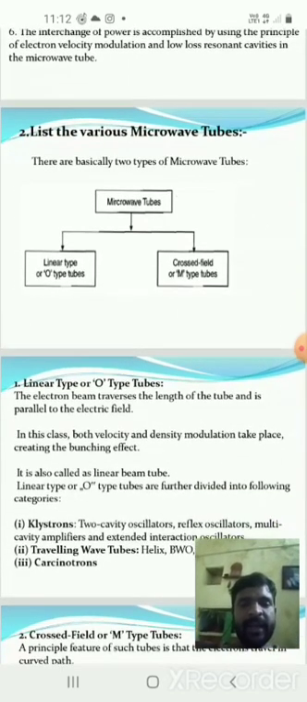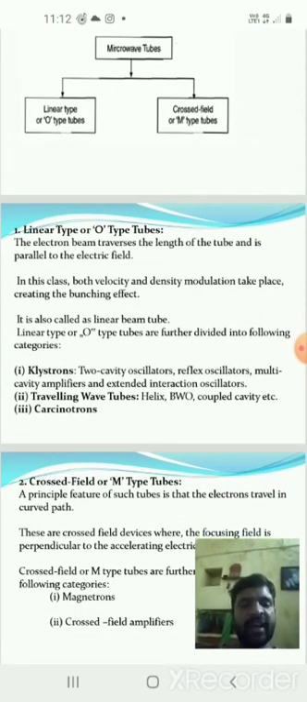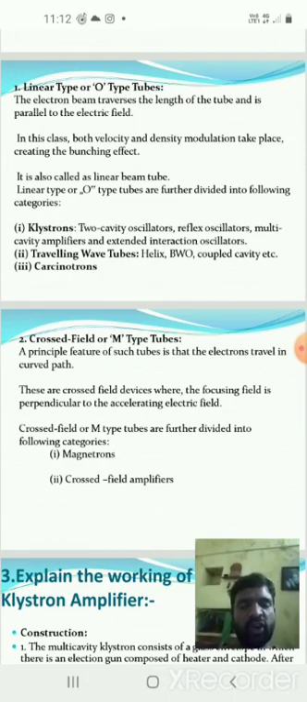Linear or O-type tubes are again divided into klystrons, traveling wave tubes and carcinotrons. Crossfield or M-type tubes are again divided into two categories, magnetrons and crossfield amplifiers.